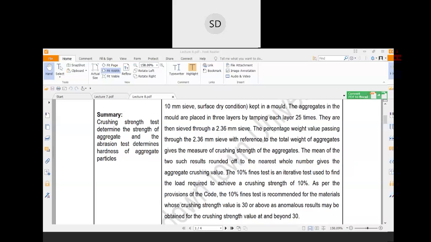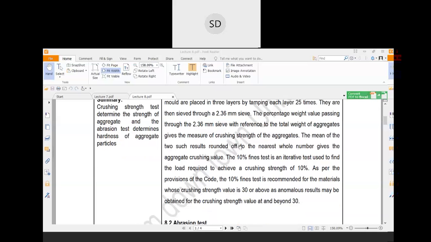Suppose for one test it is 10.5%, and for another test it is 12.5%. In that case, you will find the average value and round it off. That value will give you the crushing strength of the aggregate.